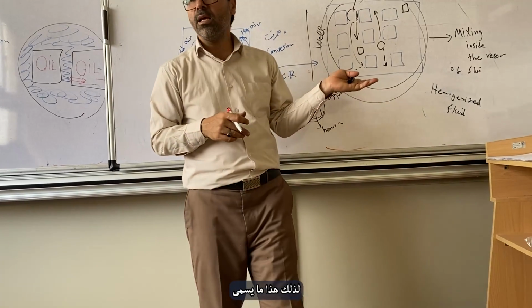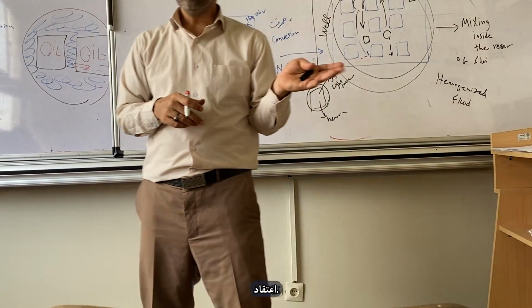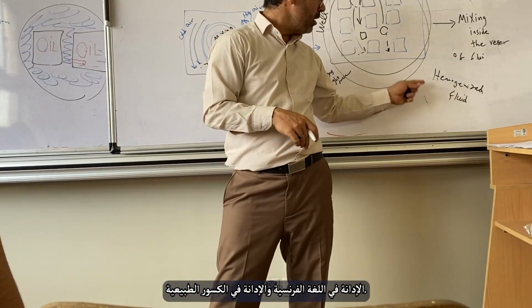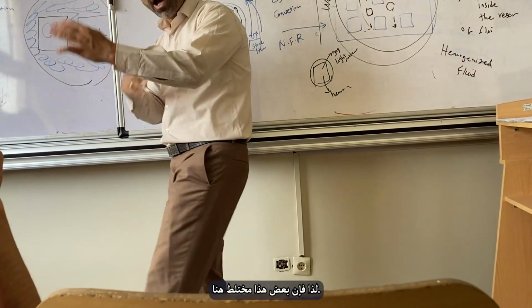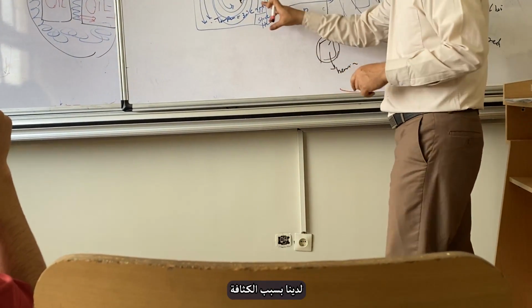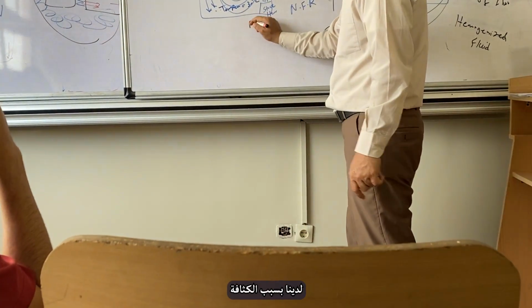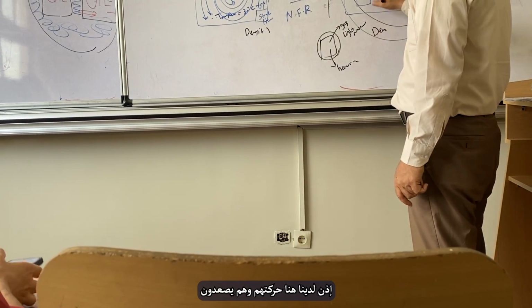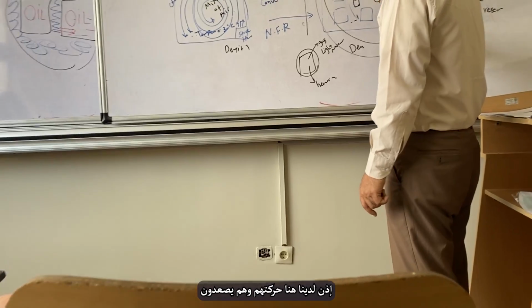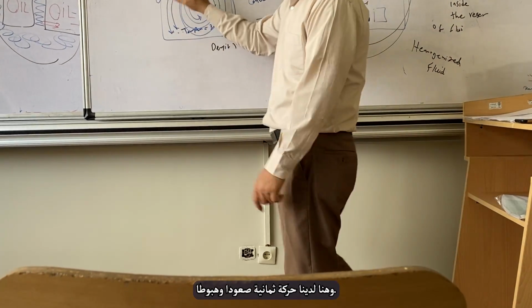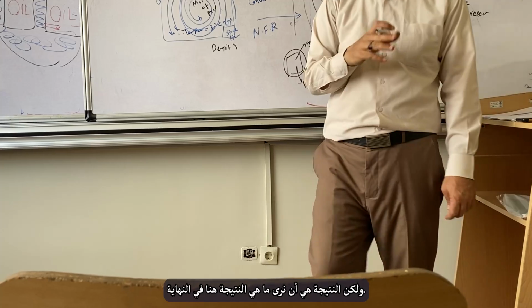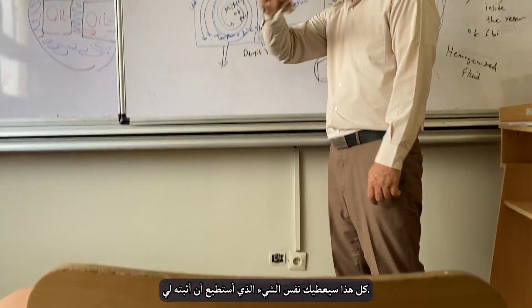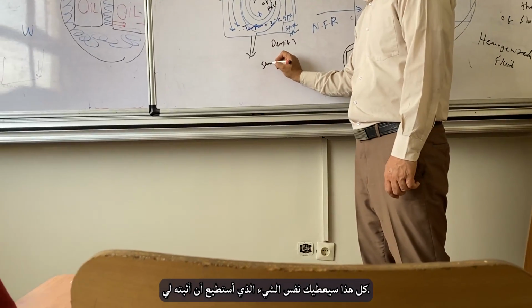So this is called convection, and convection in naturally fractured reservoirs means you always have mixing. Because of the density, here we have movement of the oil up and down, and here we have movement of air up and down. But the result is the same. What is the result here? At the end, the whole room gets the same temperature.